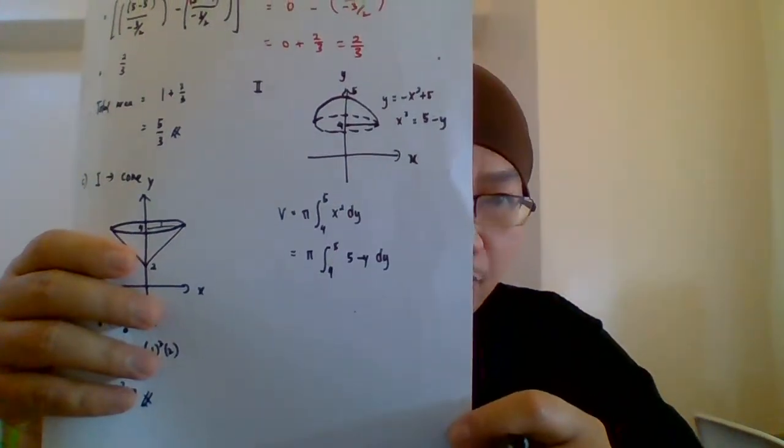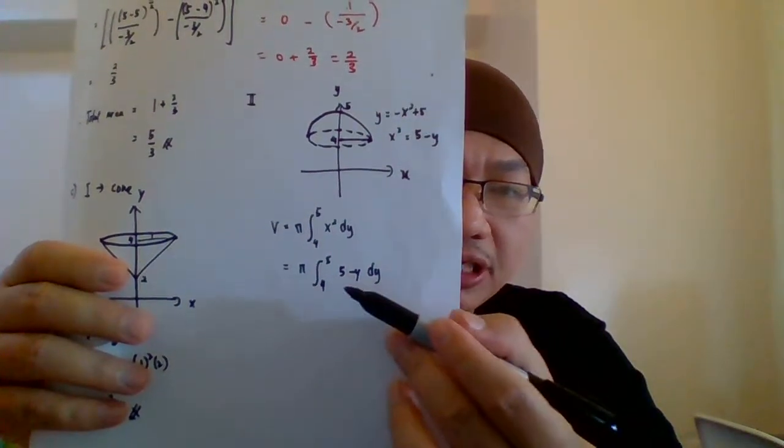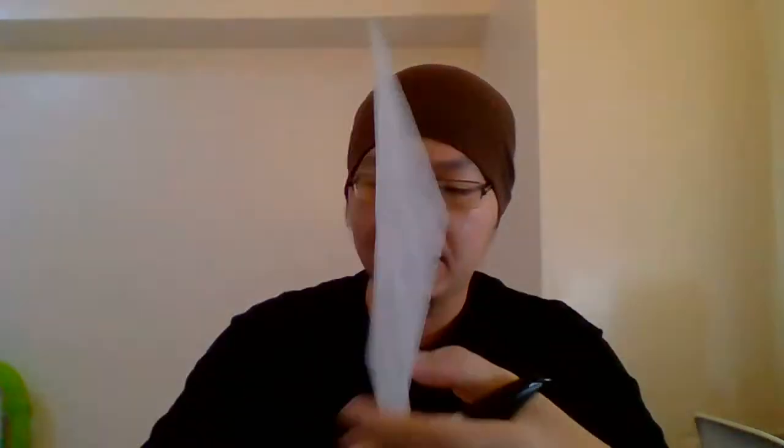So pi integrate 4, 5 minus y dy. Okay, so now we do the normal integration. We sub the limits 5 and 4. So 5y minus y squared over 2, to the limits 4 and 5, and substitute the limits.